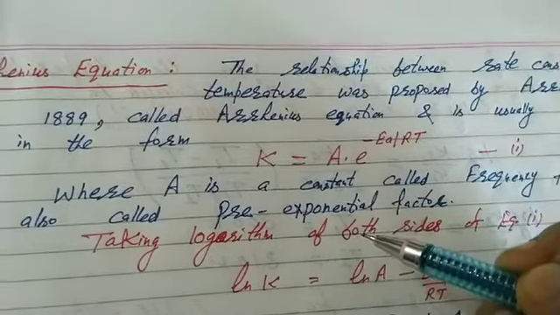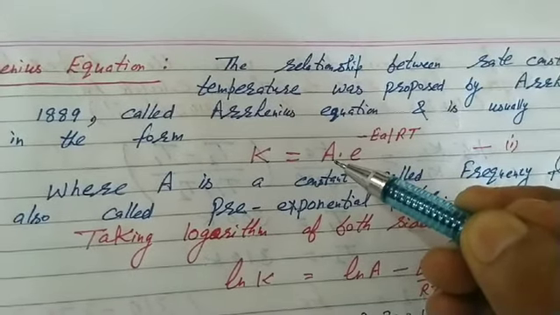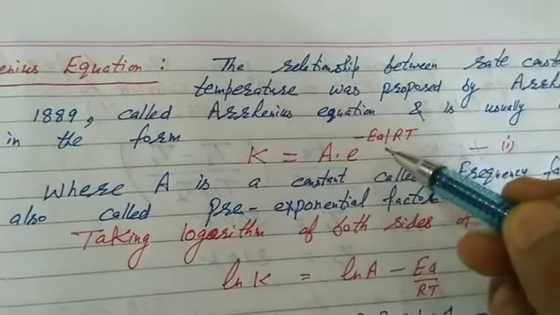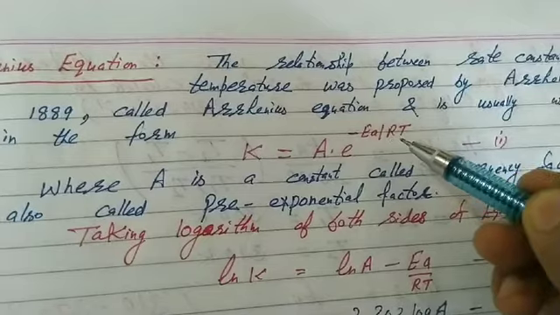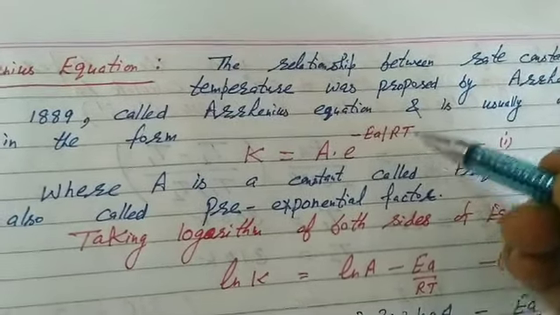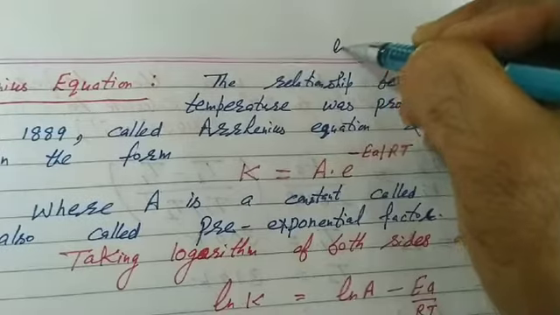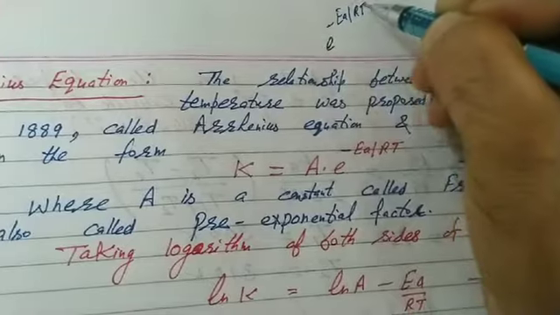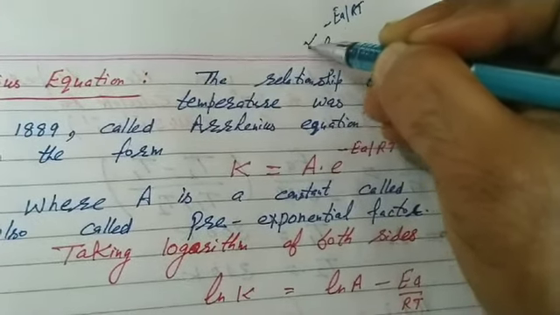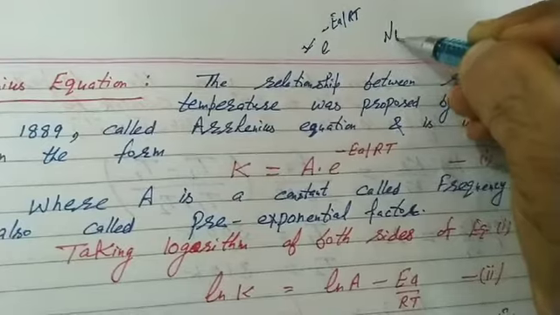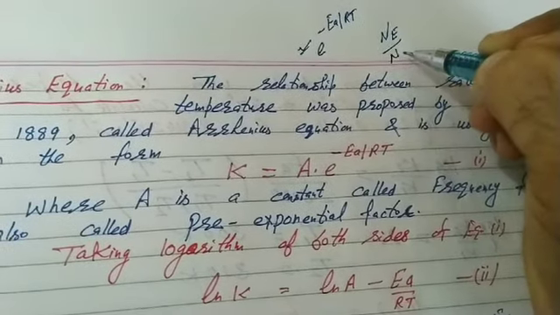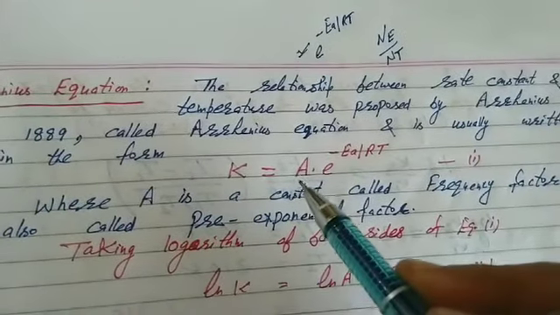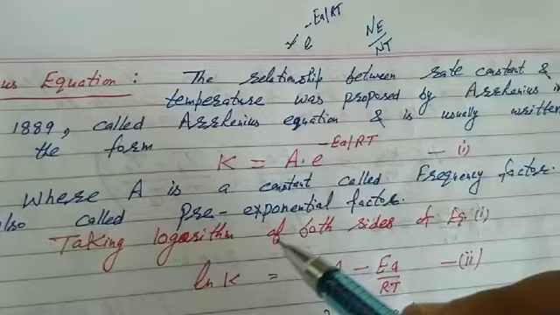because it gives the frequency of the binary collisions between the reacting species per second per liter. You know k is the rate constant, Ea is the activation energy, R is the gas constant, T is the temperature. Students, the factor e raised to power minus Ea upon RT gives the fraction of the molecules possessing energy equal to or greater than the threshold energy. That's the Arrhenius equation: k is equal to A e raised to minus Ea upon RT.